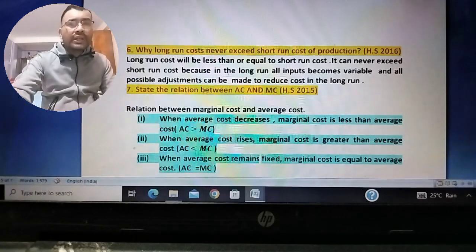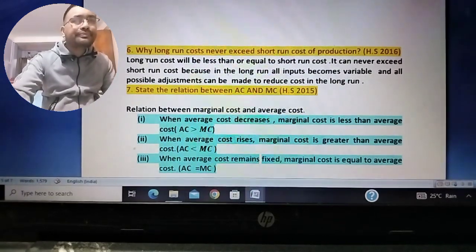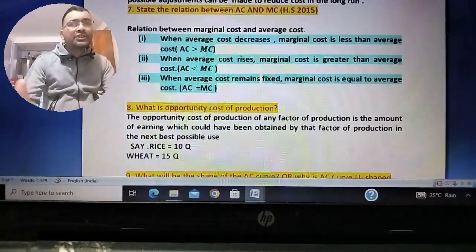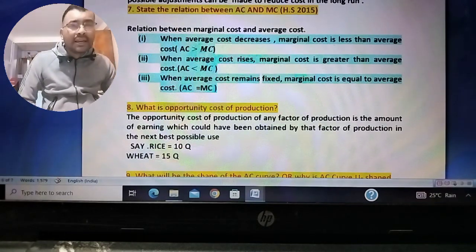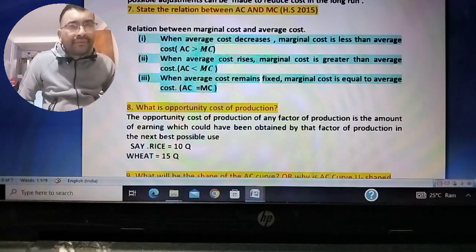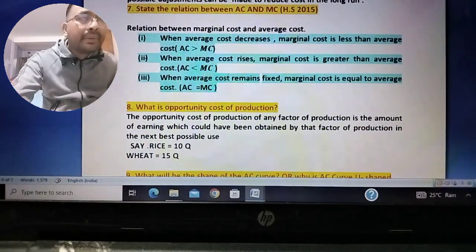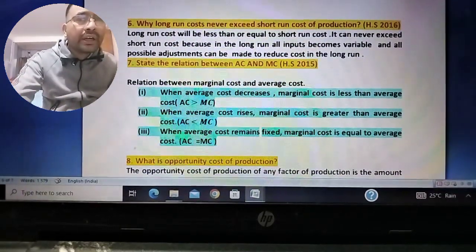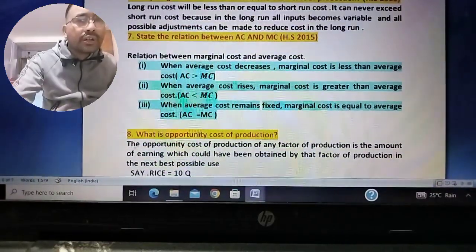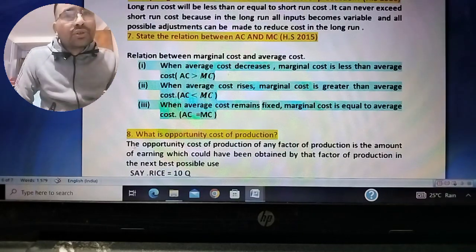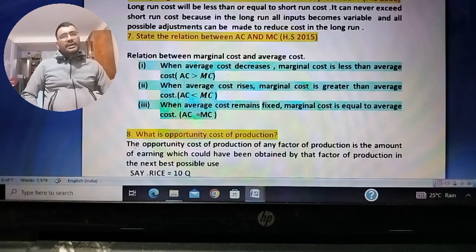Okay, so let's see question number 7. State the relation between AC and MC. It was asked in 2015. That is, the relation between average cost and marginal cost. See, the relation between average cost and marginal cost can be explained as follows.